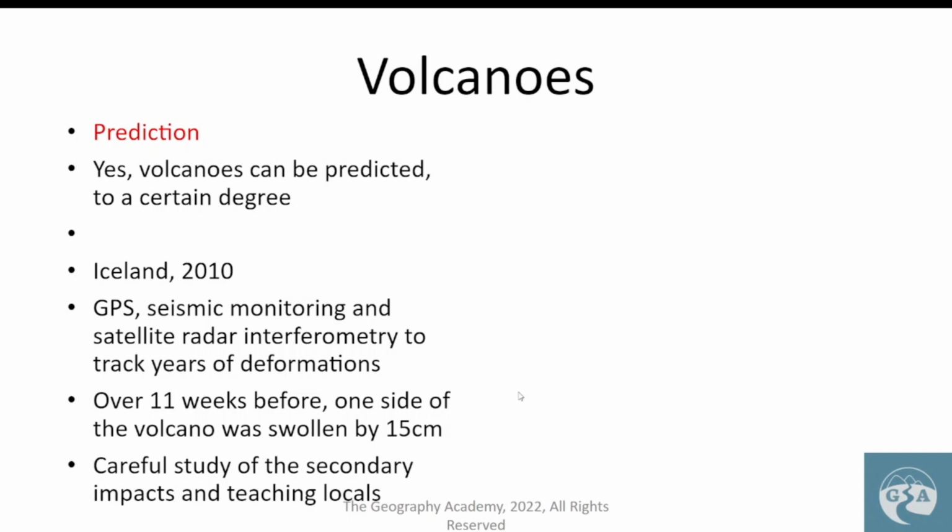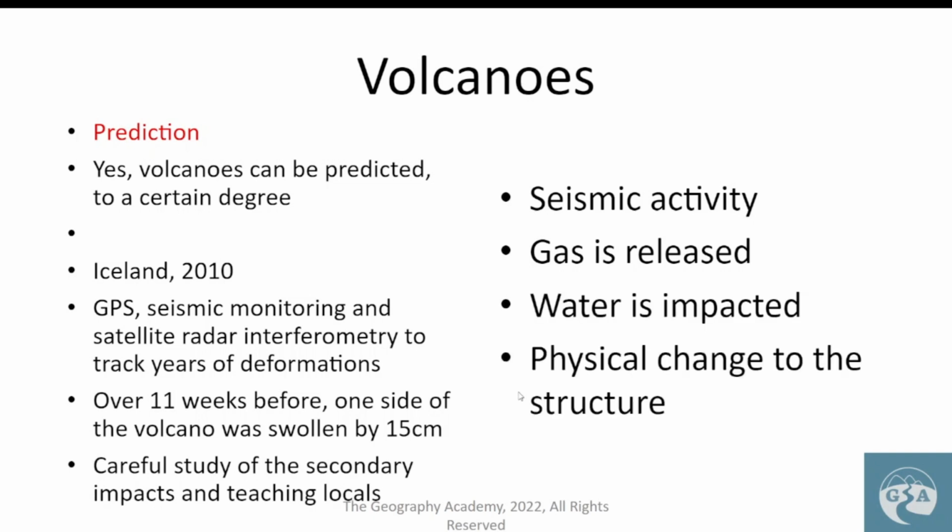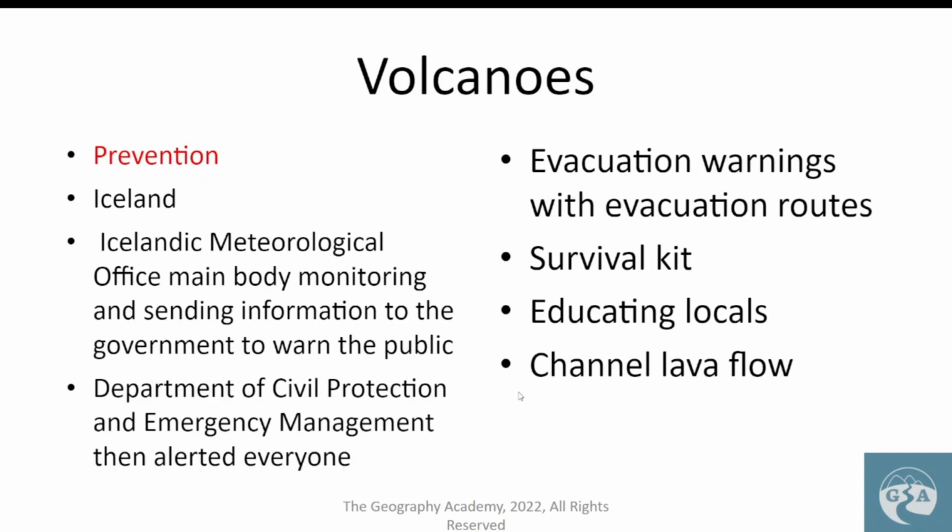So looking at secondary impacts and anticipating where they went: gas released, water impacted, and a physical change in the structure, all giving us a prediction that this was going to happen, and for evacuations to be ready. So the prevention, we mentioned the meteorological agencies, they warn and they evacuate. That's one of the best ways of dealing with volcanoes, because some eruptions are so large that it's hard to build a physical engineering project that would change the course of an eruption. Then we see everyone alerted and ready to go. Their supplies are ready, they may evacuate early, and they can find their way to temporary shelters.